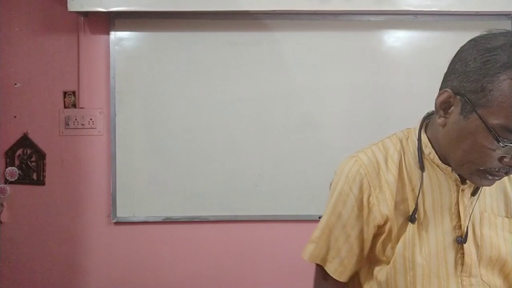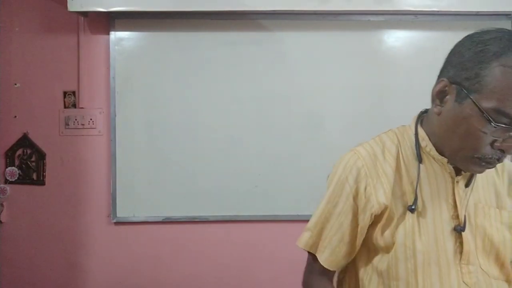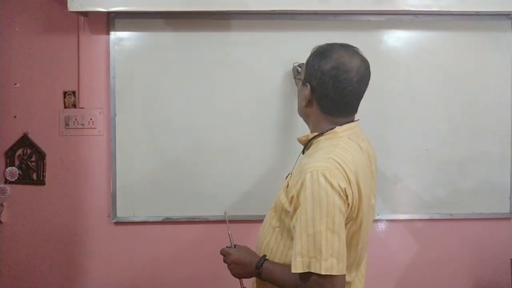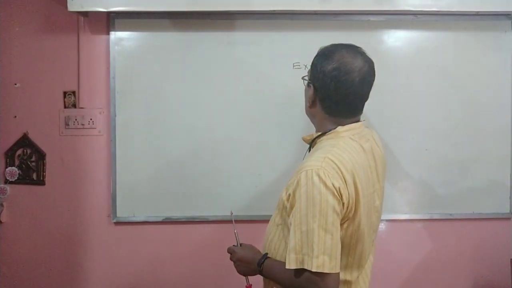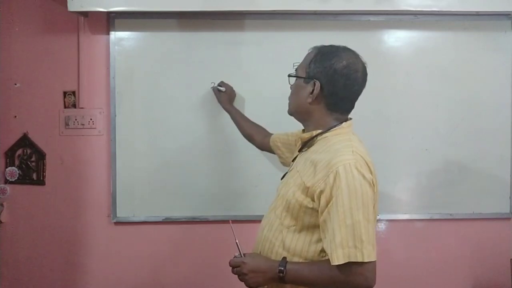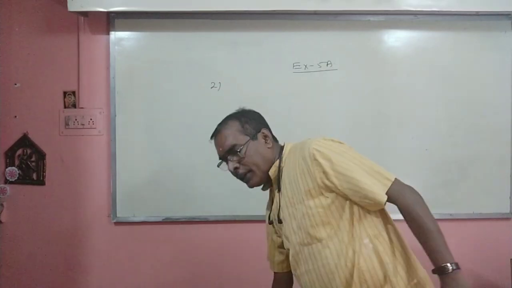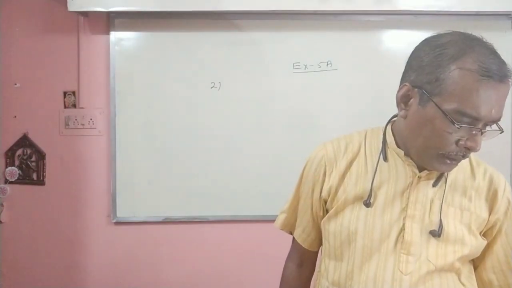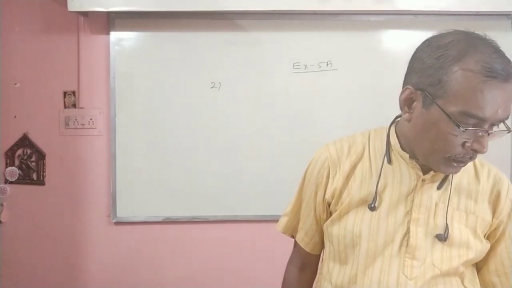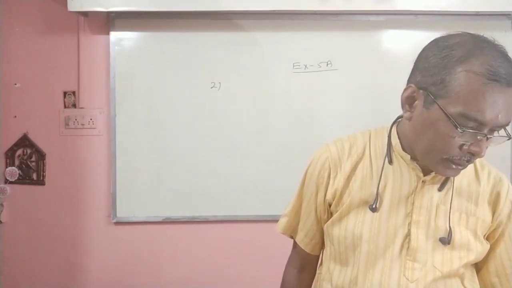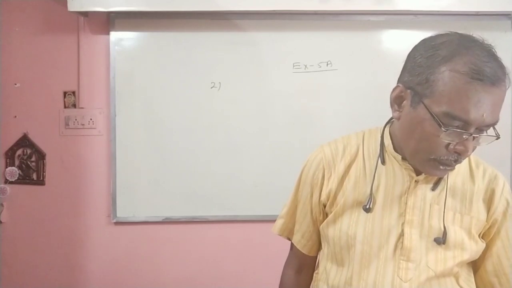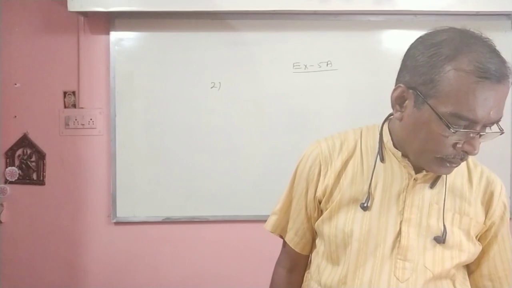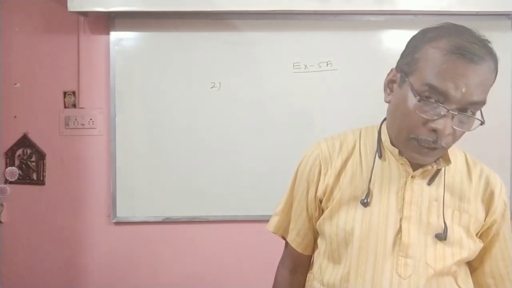Suppose I am going to solve one question from exercise 5A, question number 2. What it says is that if in a two-digit number, the digit at the unit place is double the digit at the tens place, the number exceeds the sum of the digits by 18.